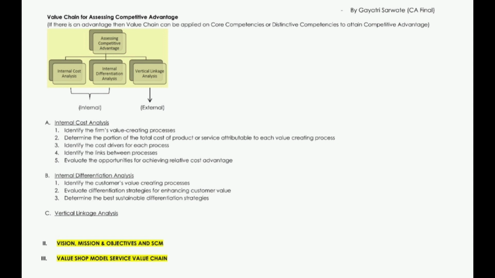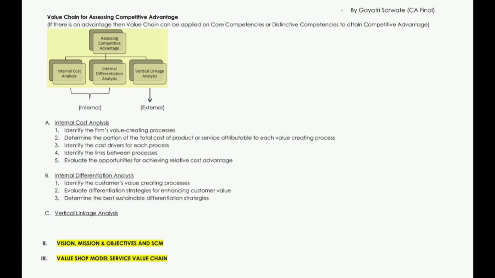क्योंकि कभी कभी क्या होता है, multiple cost drivers provide more useful information in analysis, and the companies which use activity based costing to gain a better understanding are able to manage the costs really efficiently. ये होने के बाद हमें हर एक प्रोसेस के बीच की लिंक आइडेंटिफाई करनी है, and then we have to evaluate the opportunities to achieve this relative cost advantage. So this was all about internal cost analysis using value chain.